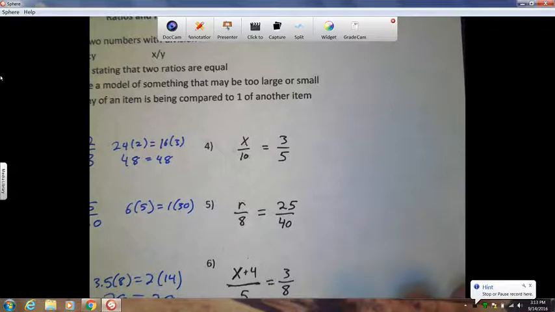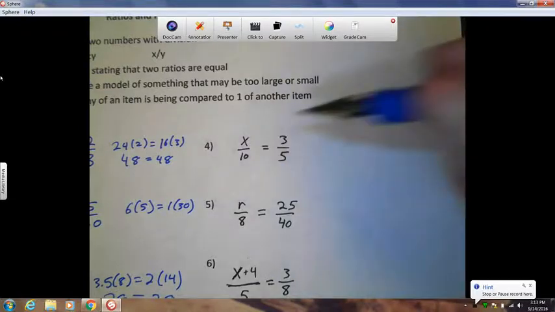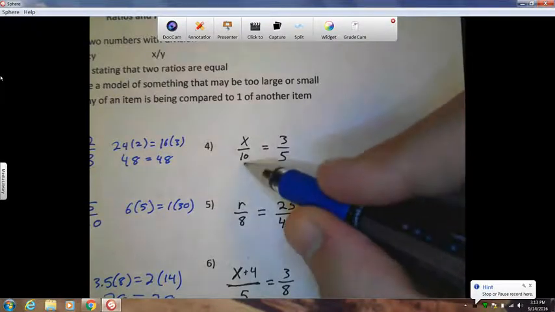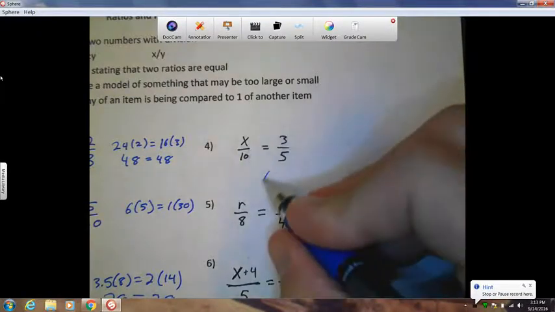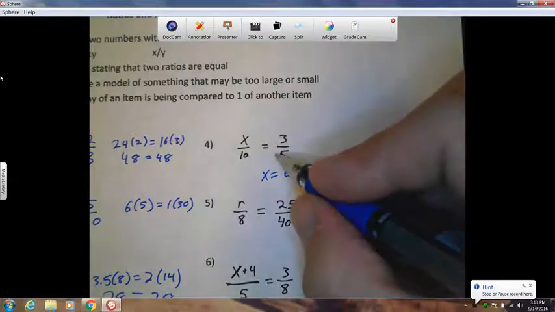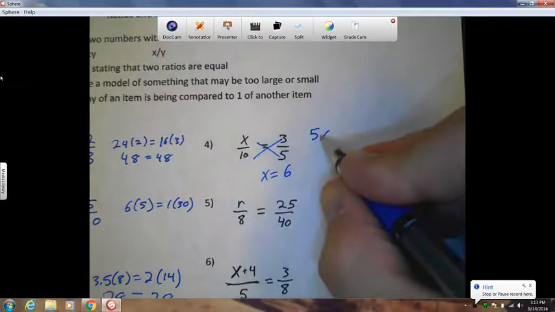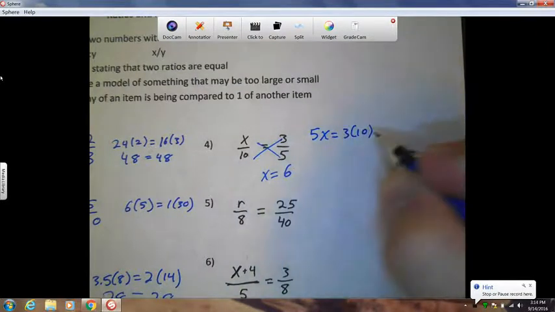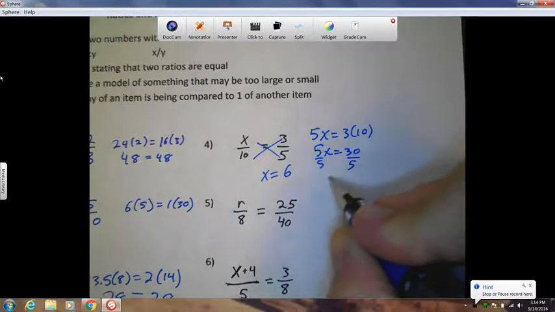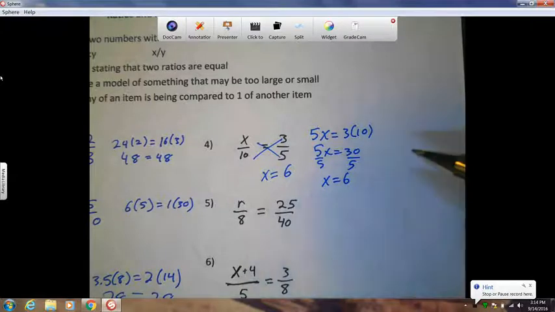Another way to look at it is they want to know what number makes this a proportion. So you can probably tell 5 times 2 is 10, so 3 times 2, so x has to equal 6. Remember, you can always cross multiply these. 5x equals 3 times 10. So x is equal to 6. Either way you do it's fine. Just make sure you know both ways, because sometimes you won't be able to do it one way, you'll have to do it the other.